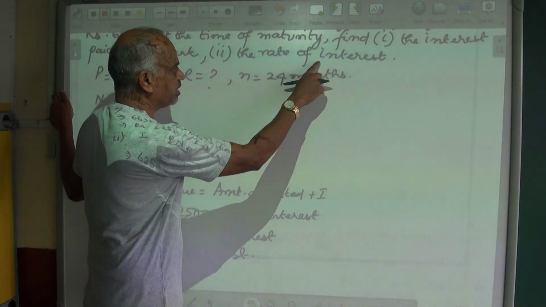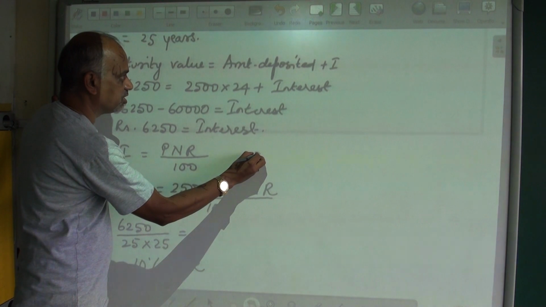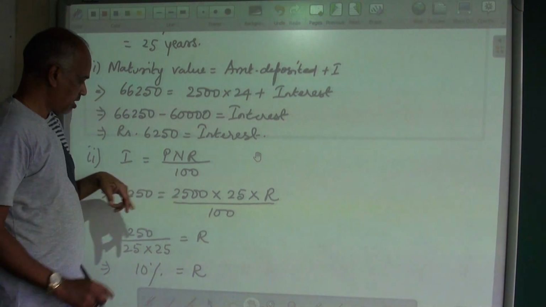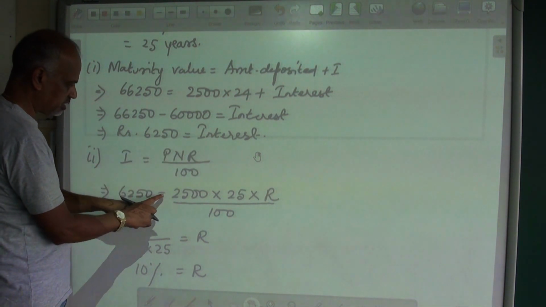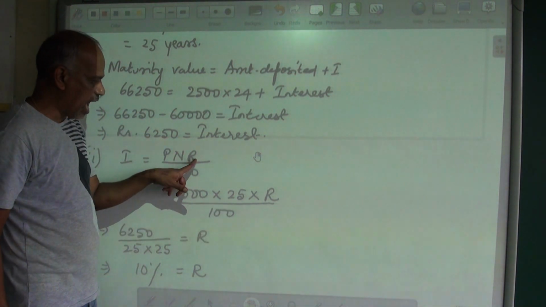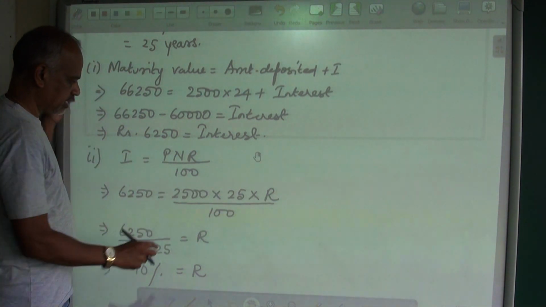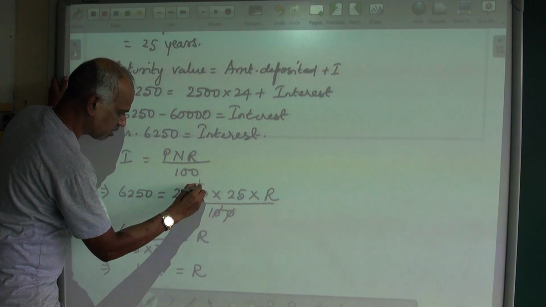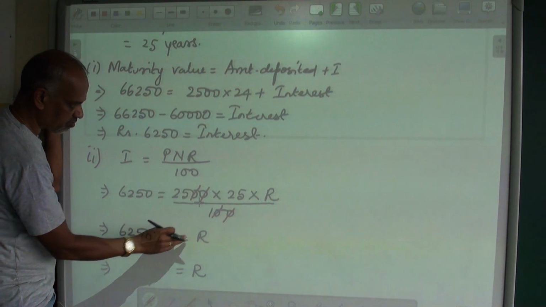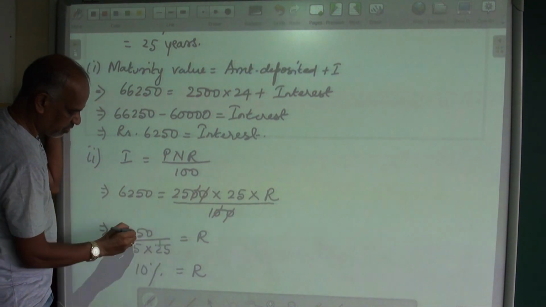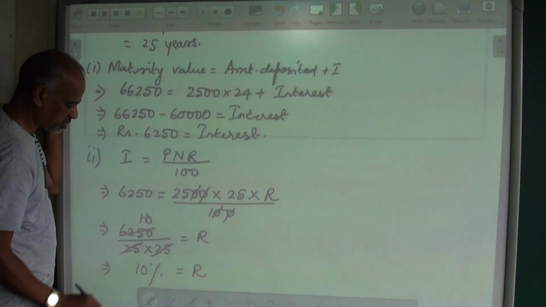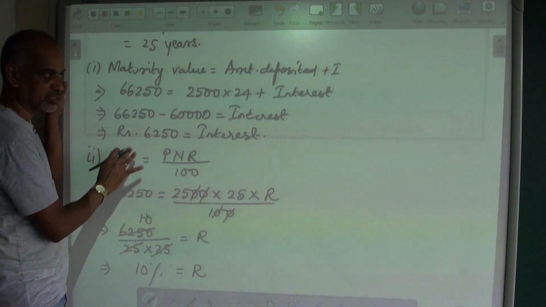The second question is you have to find the rate of interest. For that, use I is equal to PNR by 100. I value you already know is 6250, equal to principal 2,500 into N value 25 into R, which is what you are going to find, by 100. You can cancel 0, 0 here and bring the 25 and the 25 this side. 6250 divided by 25 into 25 will give you the rate. 625 gets cancelled. This and this goes 10 times. 10% is the rate. That's the second part.